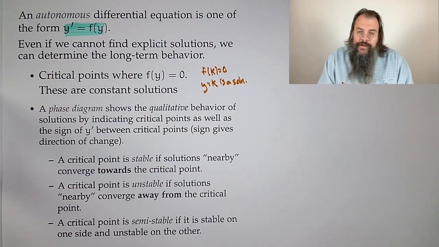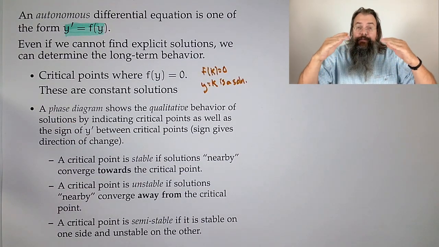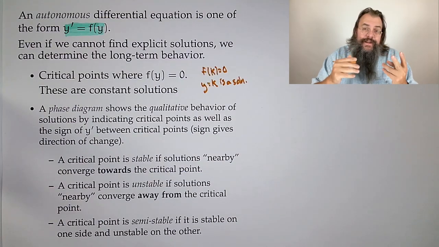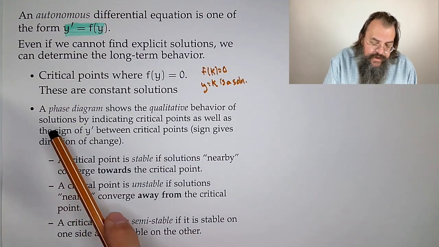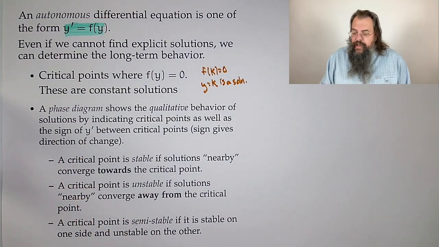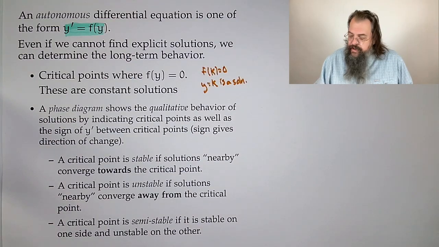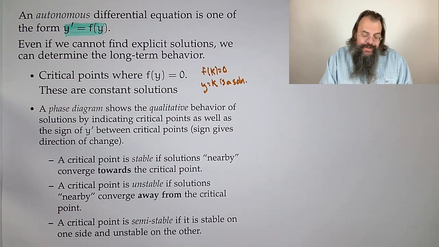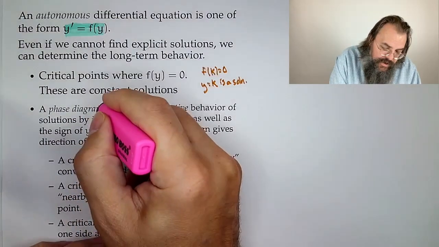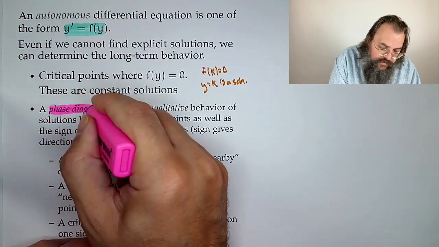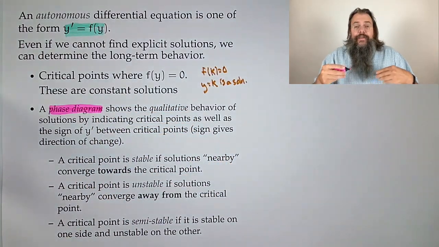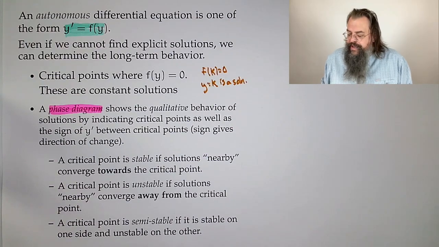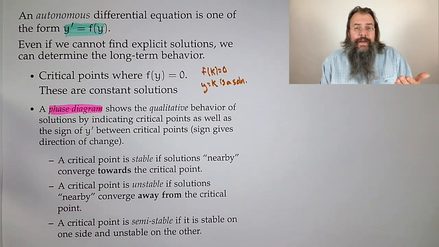Now, what happens in between the constant solutions? That's the second part. So we're going to look at what's called a phase diagram. And the goal of a phase diagram is to say what's happening qualitatively. So you might say, what does that mean? Well, quantitatively, we might say exactly what the solution is. You give us a number, we give you a value. We aren't going to be able to get to that level.